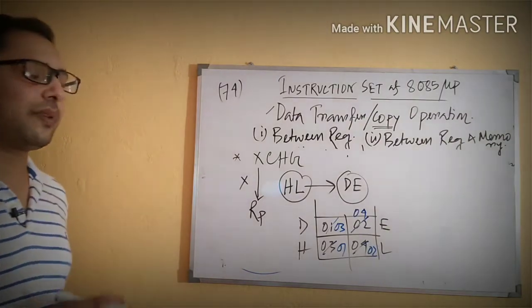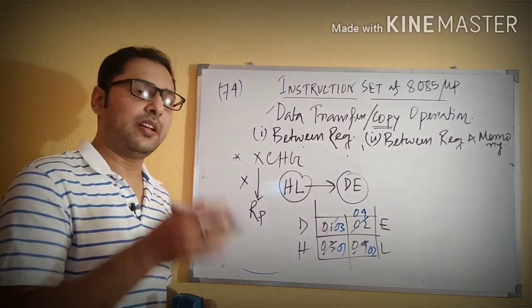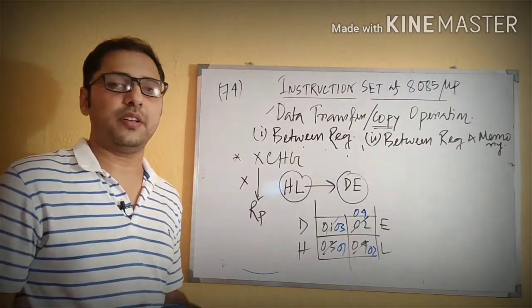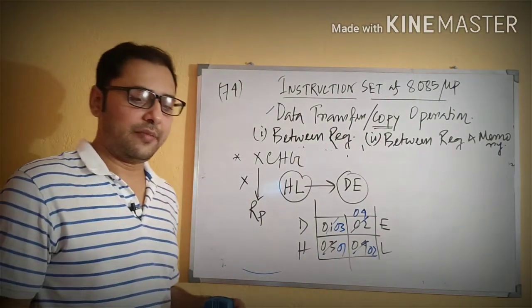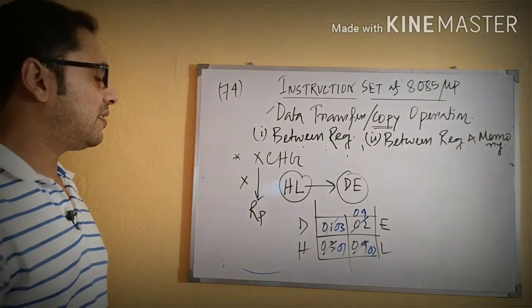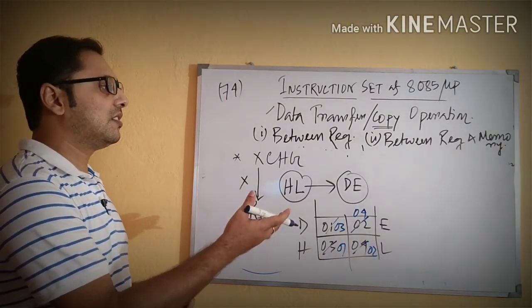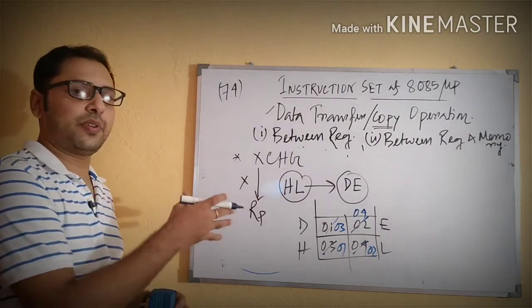Similarly, in the case of SHLD and LHLD, remember that they work only with the HL register pair. Okay. So these are the few instructions that are useful for data transfer operations.